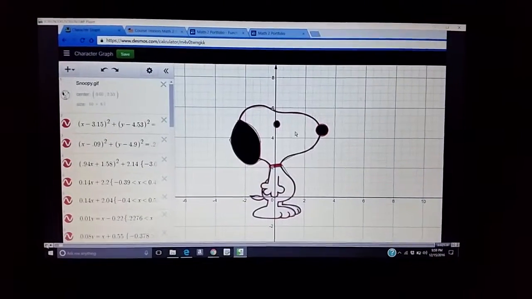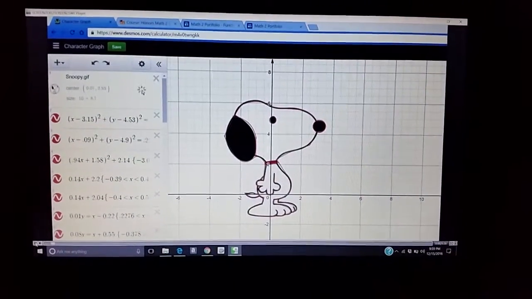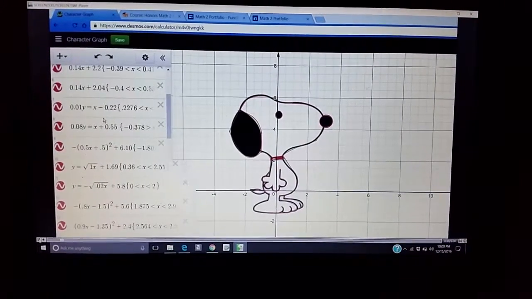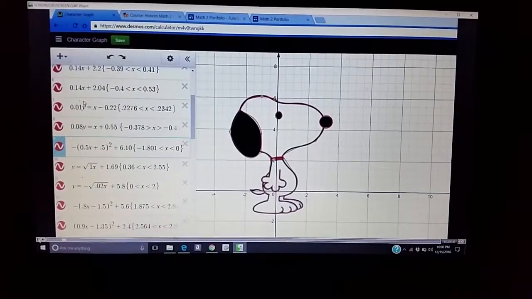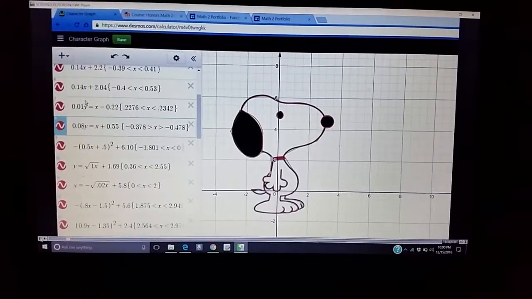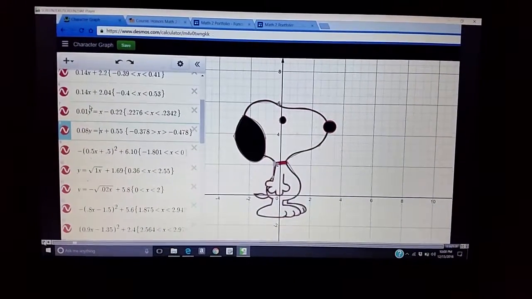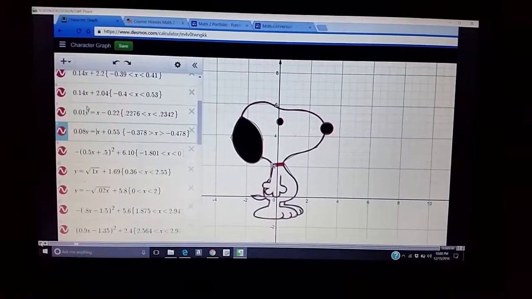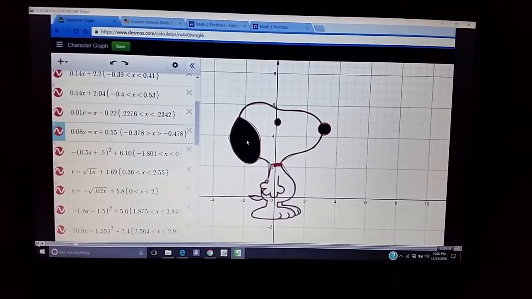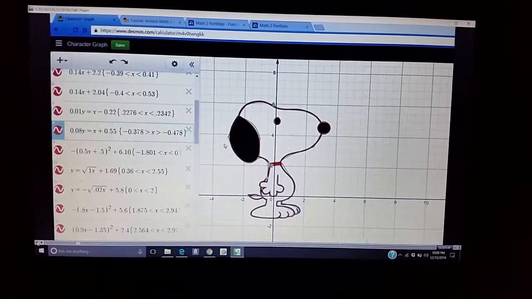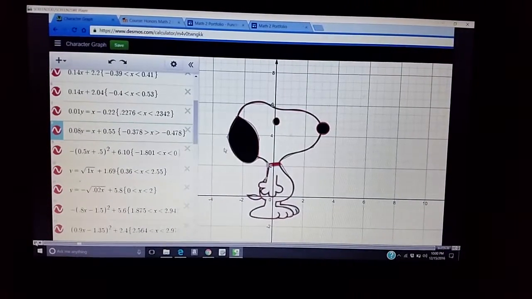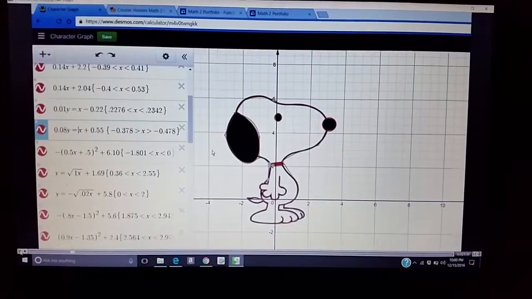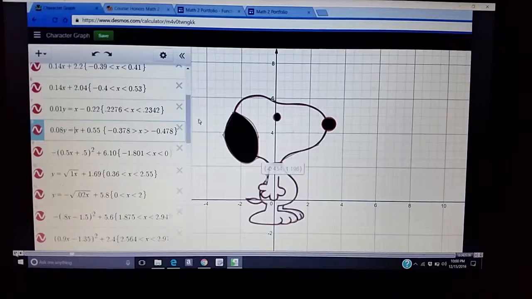So for my linear function, I have number 8, and it's 0.08y equals x plus 0.55, and I just put the barriers to fit Snoopy's arm length right here, as you can see. And I'll take the image out later, but I'm just going to leave it in so you can see what it's fitting to.